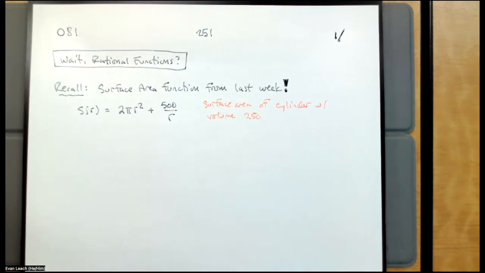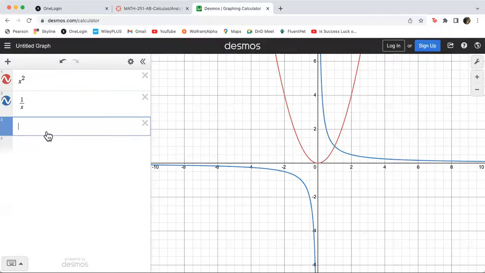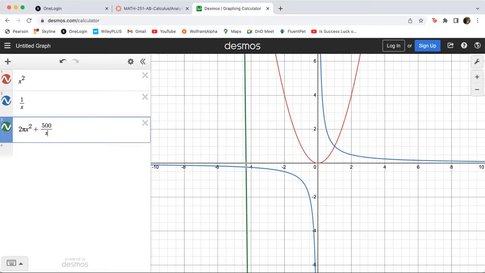Okay. So what I first want to do is get rid of some of the noise in this function. There's this 2 pi coefficient and then this 500 coefficient. That makes the graph look very strange. So if we switch over to our graphing calculator, if we just try to graph this function, 2 pi times x squared, let's use x so it knows it's a variable, plus 500 over x.